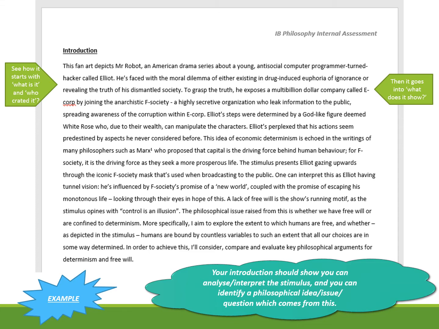I'm going to give it away exactly what it's about. It's about free will and determinism. But using those terms earlier on helps the reader understand. Okay, well, how is that? How is this image linked to free will? How is it linked to determinism?